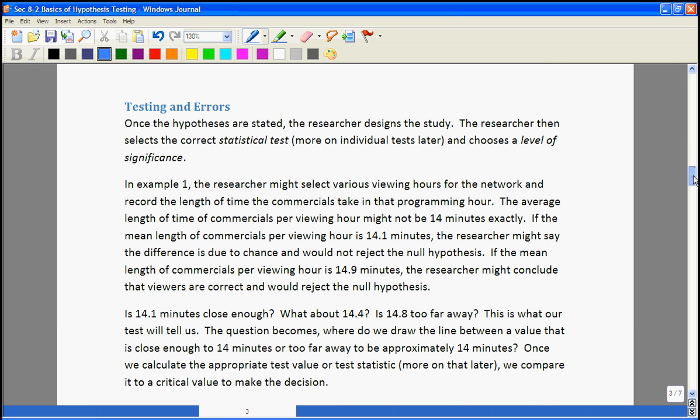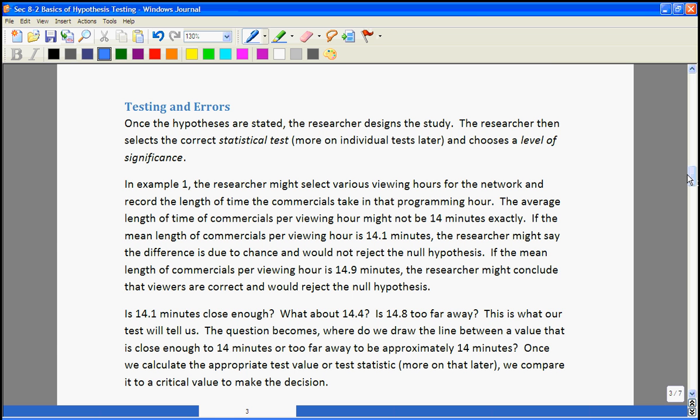Now we move on to testing and errors. So first we state the null and alternative hypothesis. Then we decide whether we have a right-tailed, left-tailed, or two-tailed test. And then the testing and possible errors.